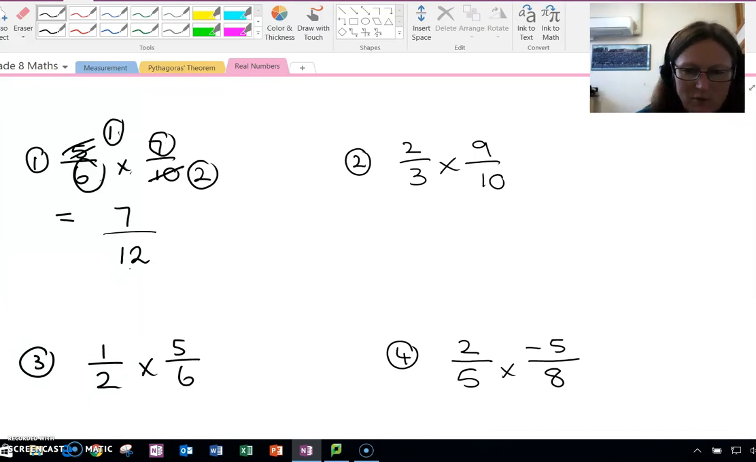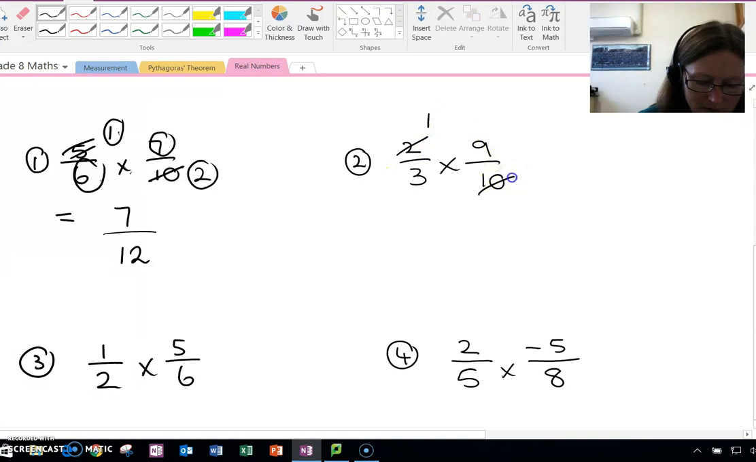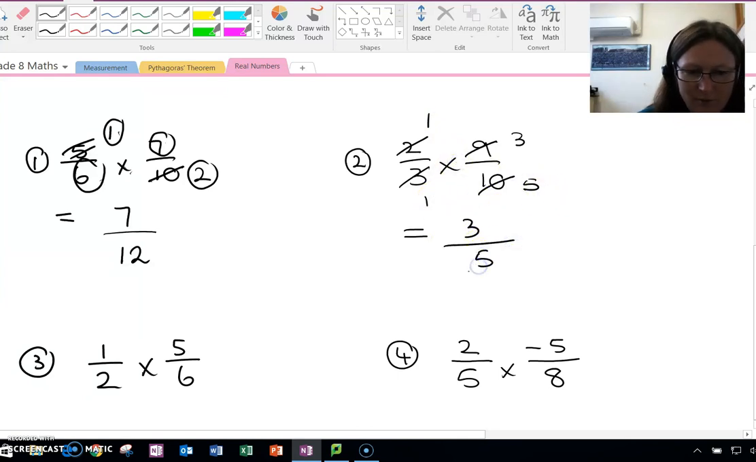Let's look at example 2. Can we cancel any number on the top with a number on the bottom? I can. 2 goes into 2 once, and 2 goes into 10 5 times. But also 3 goes into 3 once, and 3 goes into 9 3 times. So I've cancelled everything I can, so then I multiply out my numerators. 1 times 3 is 3, and on the bottom 1 times 5 is 5.